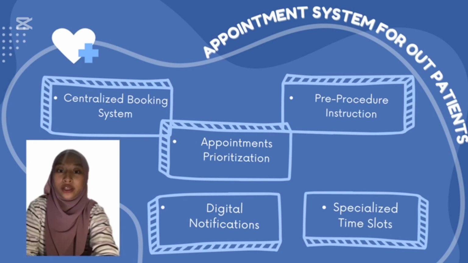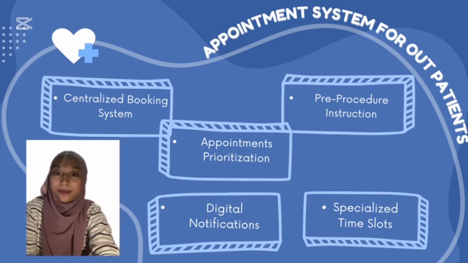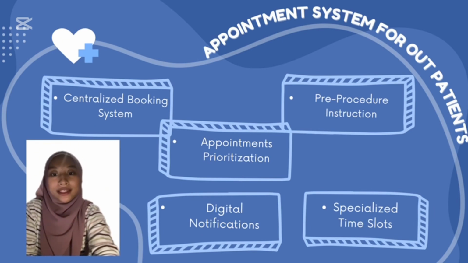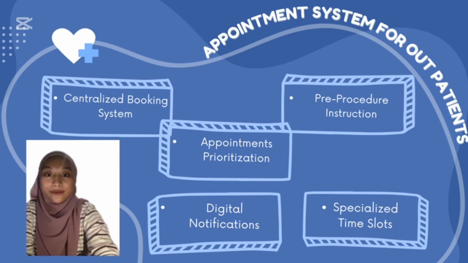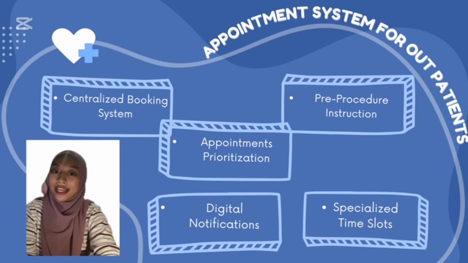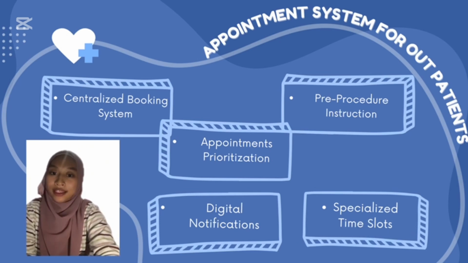Next, appointment prioritization. Outpatient appointments are prioritized based on their urgency and the complexity of the procedure. Next, digital notification. Many facilities use automated systems to send reminders via email, phone call, or message. Lastly, specialized time slots. Outpatient appointment systems often allocate dedicated time slots for specific imaging modalities or patient categories.